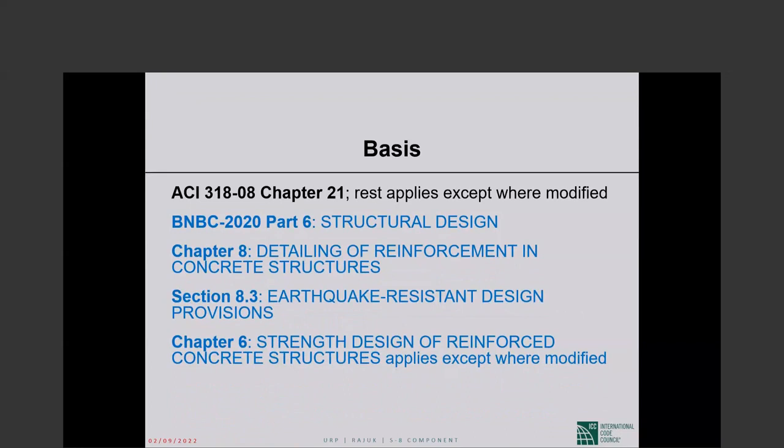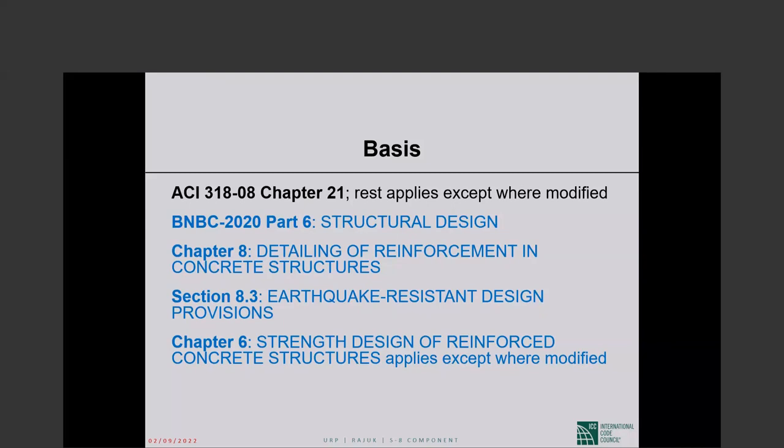So in BNBC Part 6, which is structural design, Chapter 8 is on detailing of reinforcement in concrete structures. The seismic detailing is in Section 8.3. That is the equivalent of Chapter 21 of ACI 318, titled just as Chapter 21 is, earthquake resistant design provisions.